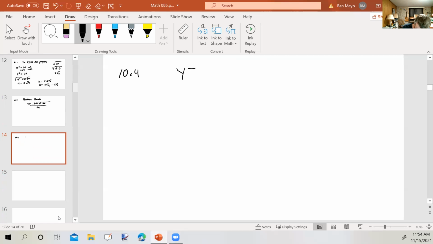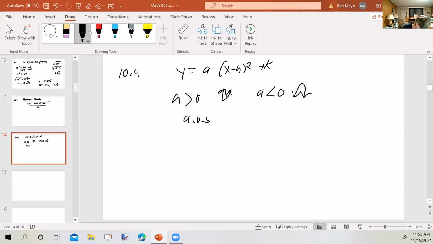10.4, we had y equals a times x minus h squared plus k. When the second degree or quadratic formula was in this form, if a was greater than 0, it opened up. If a was less than 0, it opened down. The axis of symmetry was at x equals h, and the vertex was at h, k. Keep in mind, the axis of symmetry is an equation. Don't just put a value, put x equals that value.